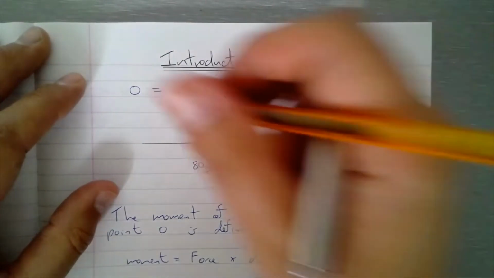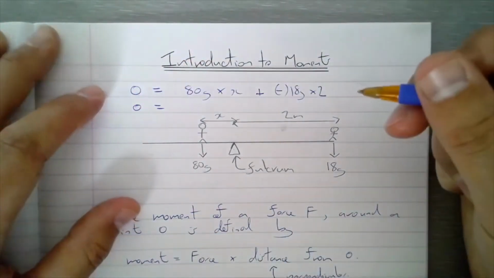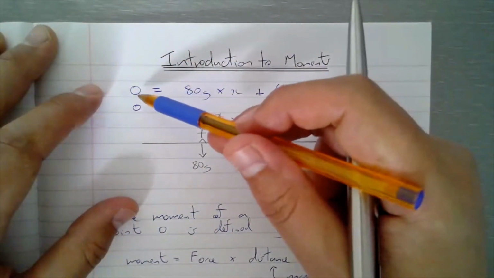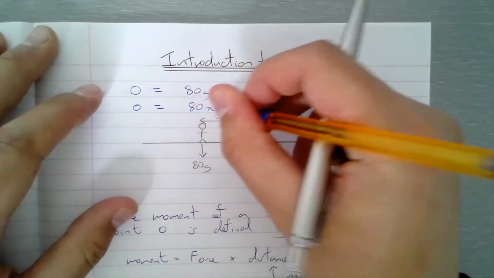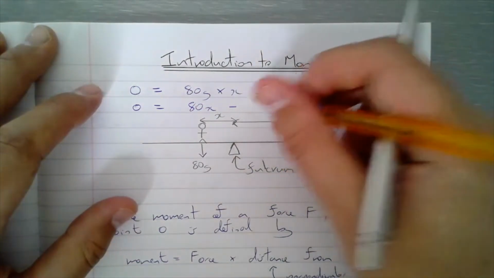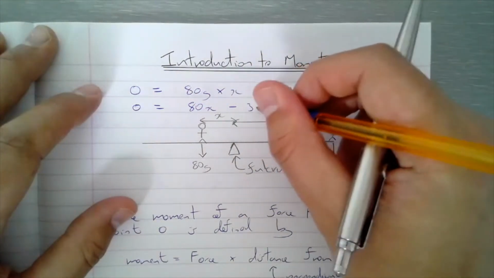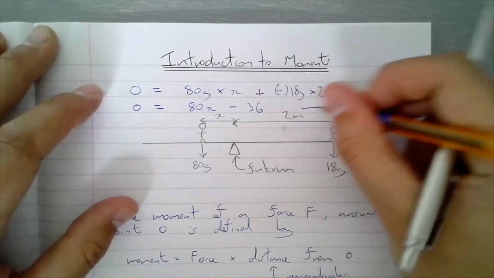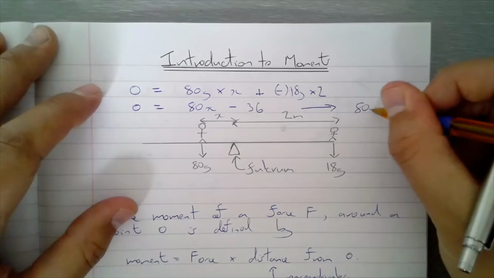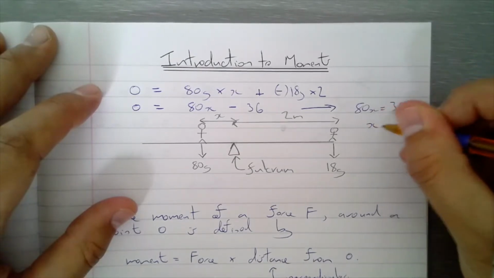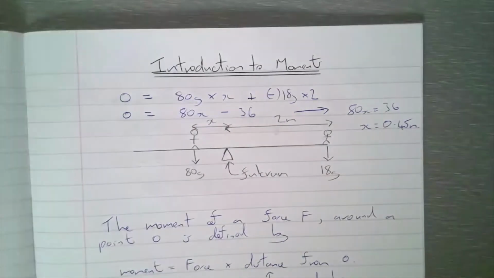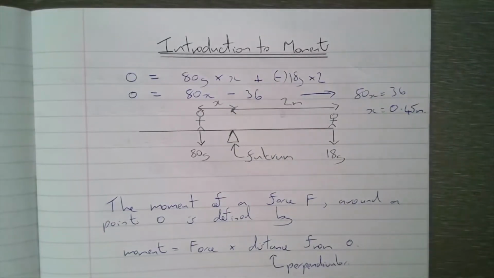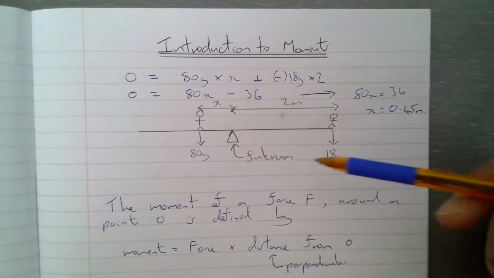If I just cancel some bits out, I can cancel g out from everything, because if I divide by g, everywhere that goes. And so I'm left with 80x take away 36. In other words, 80x equals 36, and so x will be 0.45 meters. So if I'm sat 45 centimeters away from the fulcrum, we should be balanced.